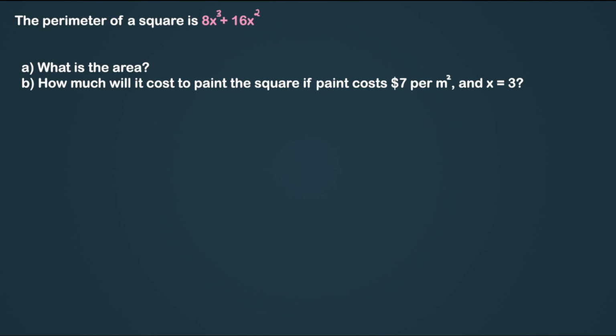We know that the perimeter of the square is 8x cubed plus 16x squared. We want to know what the area is and how much it will cost to paint the square if paint costs $7 per meter squared and x is equal to 3.